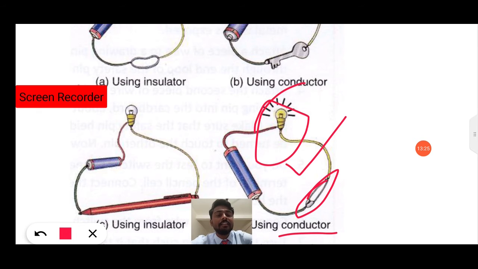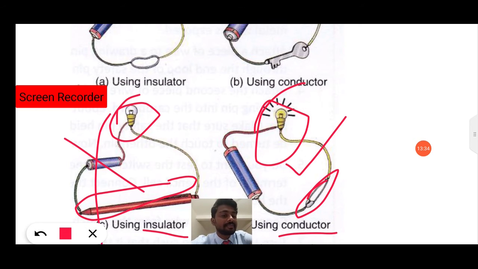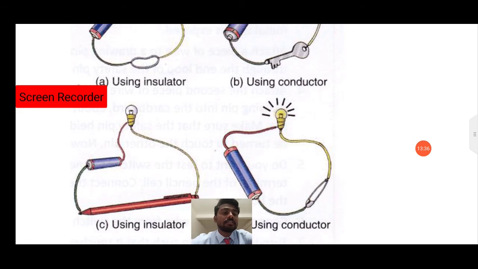But you can see when you use an insulator, that is a pen. Pen is not a metal thing, pen is not a conductor, so at that time the bulb will not glow. Understand? Okay, so we are using insulators as well as conductors, and we already discussed in the last class what we mean by conductors and what we mean by insulators. Yes or no?